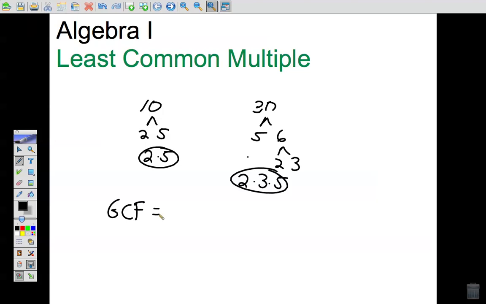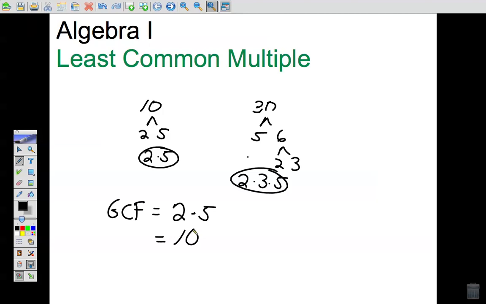Well, I have a 2 in both of them, and I also have a 5 in both of them. And I multiply what's common. So my greatest common factor of 10 and 30 is actually 10. 10 is the largest common factor between the two numbers.